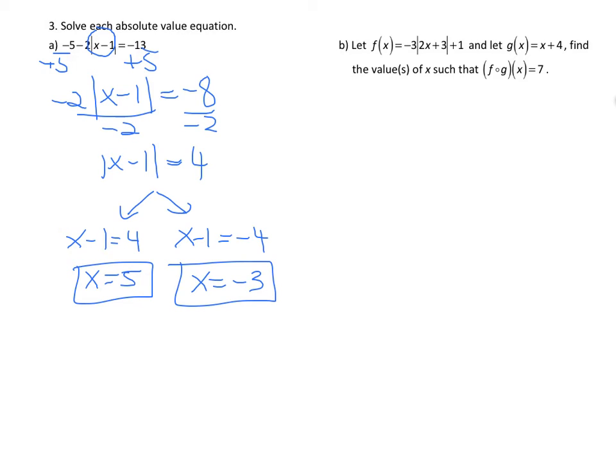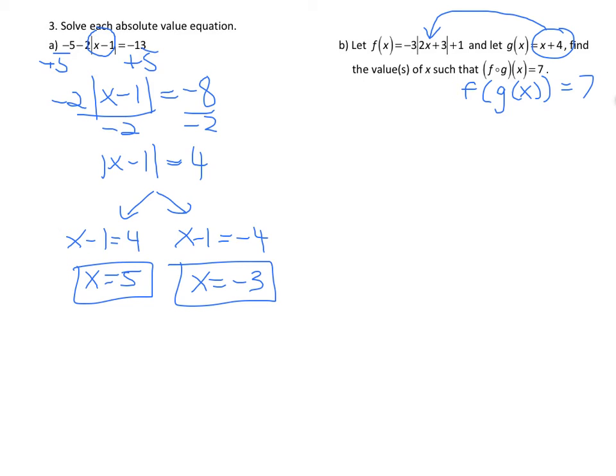In the next equation, it looks a little more involved because it combines function composition with an absolute value equation. It says to find all values of x such that f of g of x equals 7. Remember, we can write this like that. It means the same thing. And this means that g of x is being plugged into f. So this expression, x plus 4, is being plugged into the variable in the function f.